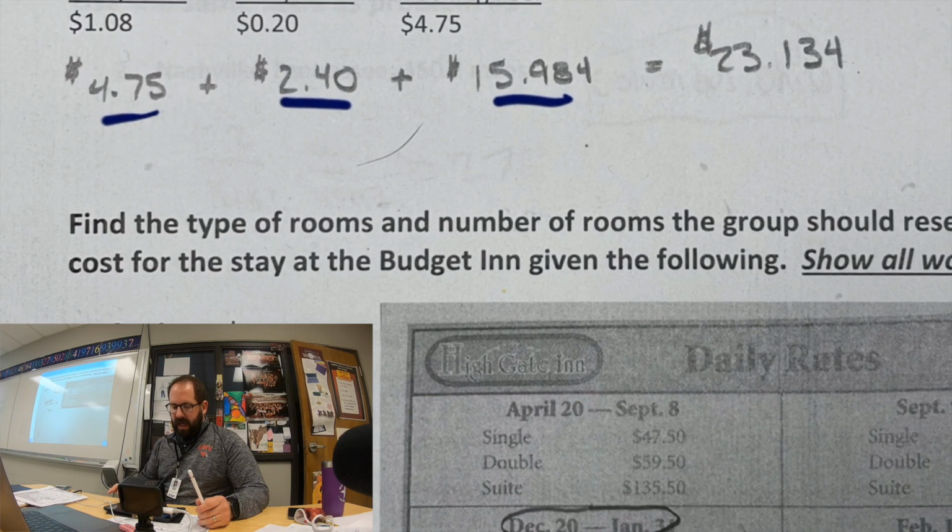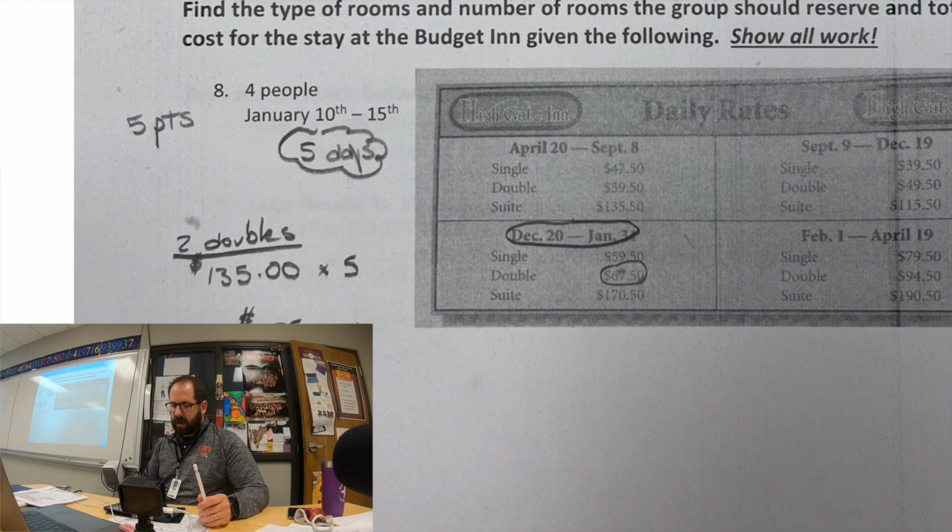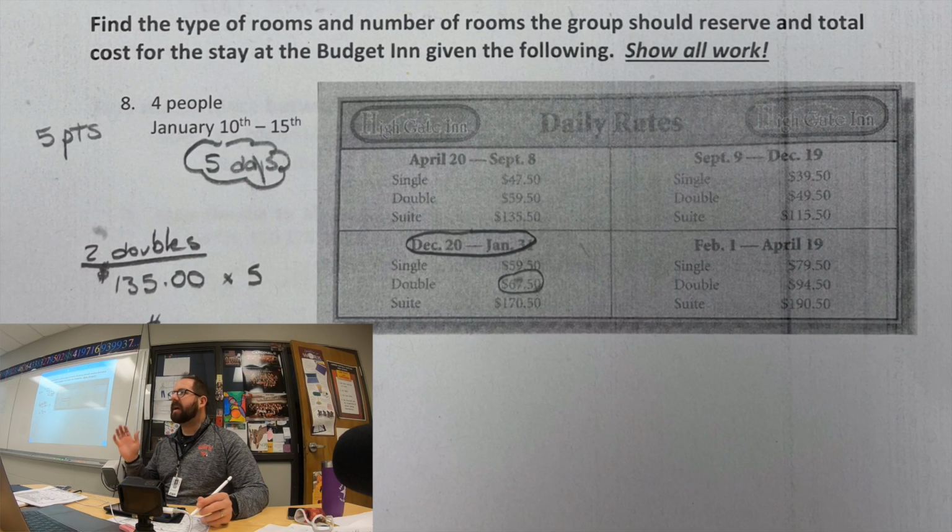The last question here in your test was the hotel room. You're staying for 5 nights. The 10th, 11th, 12th, 13th, 14th, and you're checking out on the 15th. So you don't have to stay the 6th night. You're checking out on the 15th.